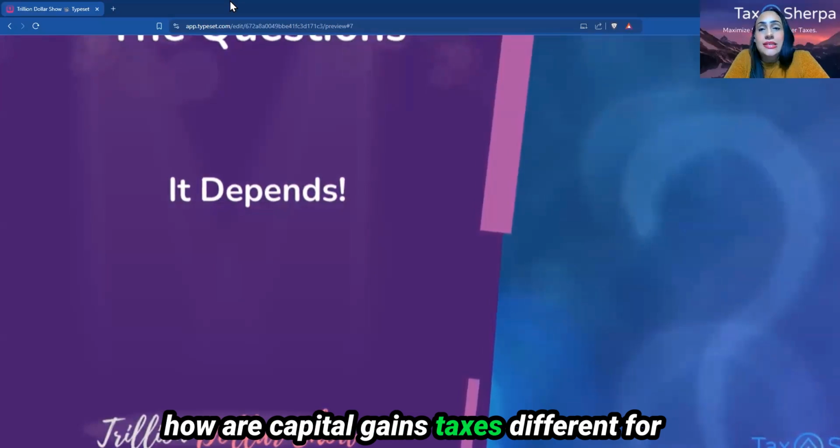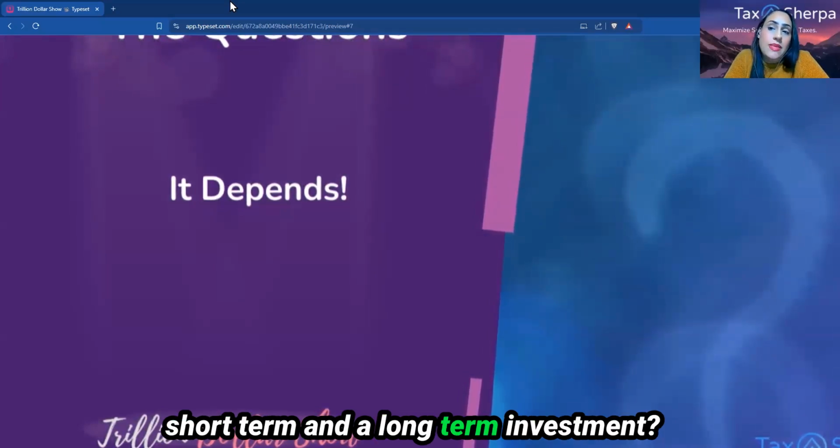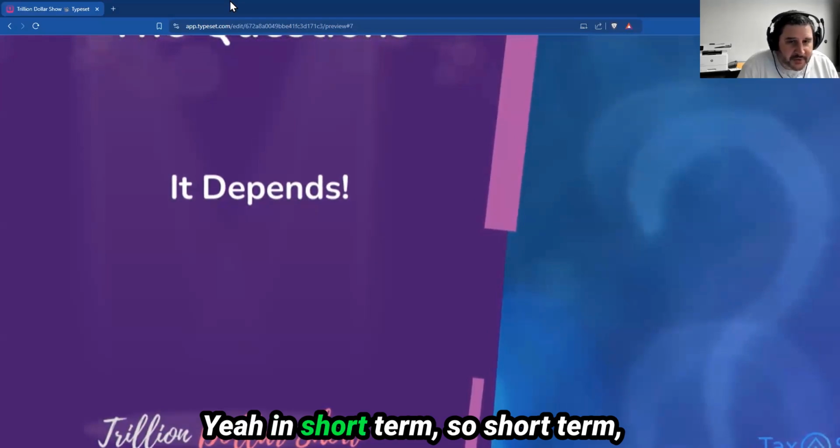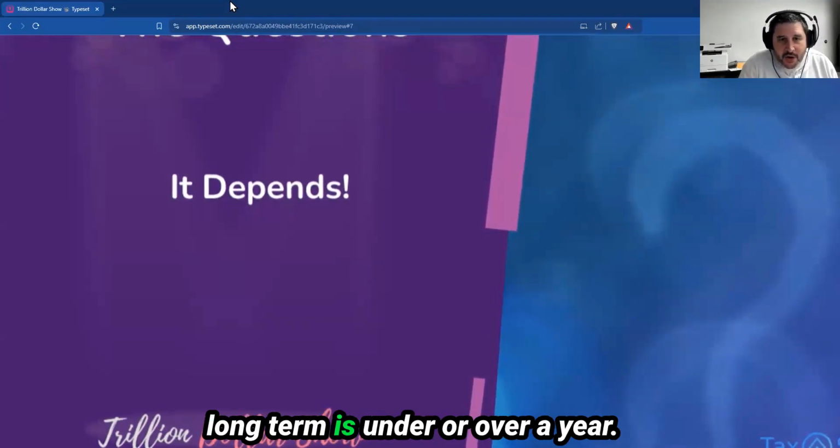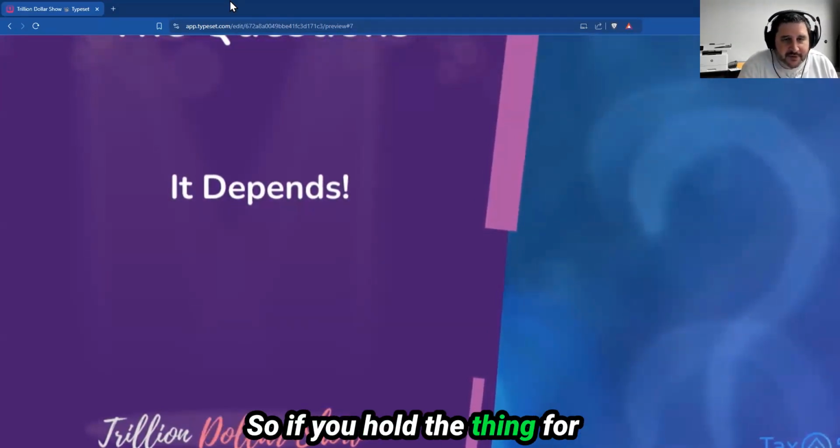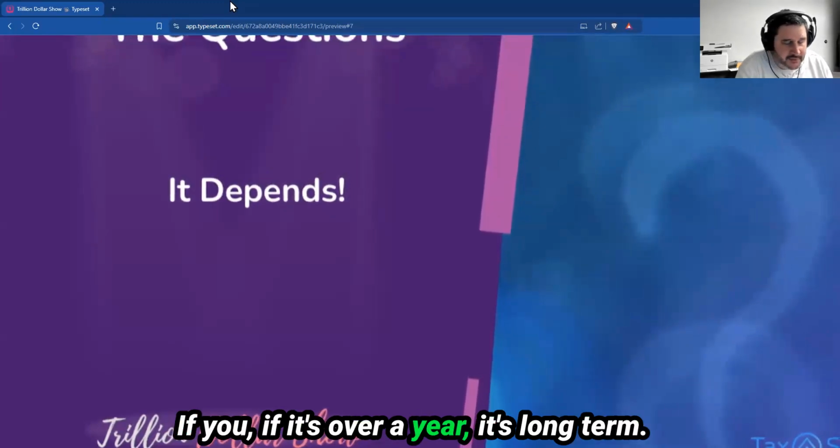How are capital gains taxes different for a short-term and a long-term investment? Short term and long term is under or over a year. So if you hold the thing for under a year, it's short term. If it's over a year, it's long term.